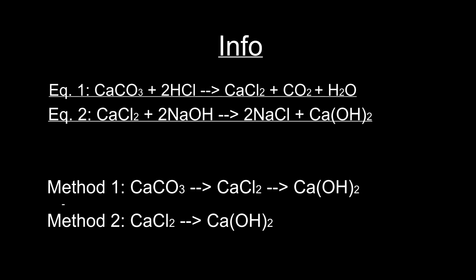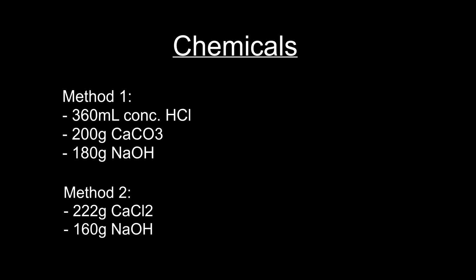In this video, I'll be outlining the first method, which starts from calcium carbonate, but if you start from calcium chloride, just fast forward a little bit through the video and you can start from there and ignore the first few steps. Here are the chemicals which you will require for each method. You'll probably notice that method 1 requires more sodium hydroxide than method 2. This is because in the first step, when hydrochloric acid is used, we use an excess, and in the second step, when we add the sodium hydroxide, we need to use another excess of sodium hydroxide to use up the excess of hydrochloric acid that was used in the first step.